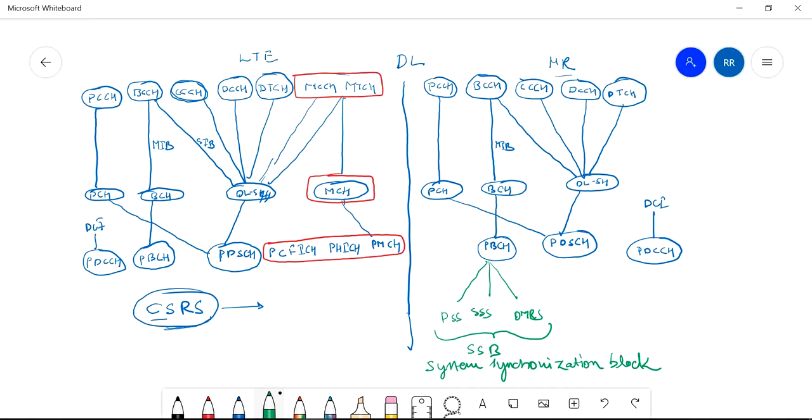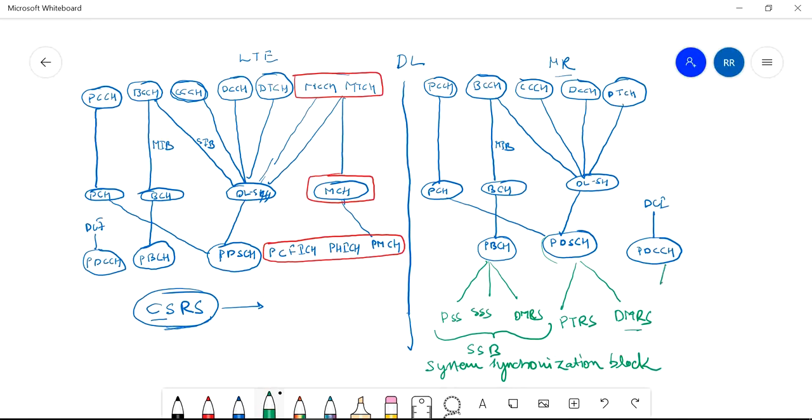In PDSCH we have two more signals, reference signals, that is PTRS. This is the phase tracking reference signal, used to track the phase noise. To optimize or correct the phase noise, we have PTRS, and the DMRS for this PDSCH. Every physical channel, as I said, will have DMRS, the demodulation reference signal.